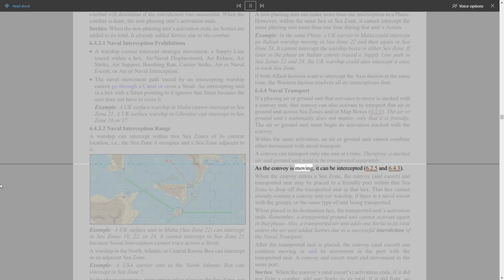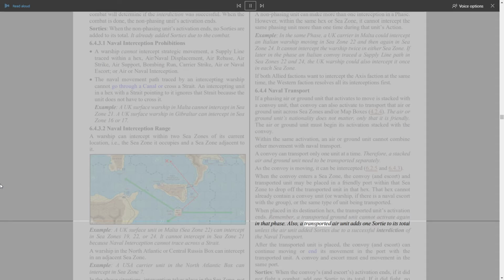As the convoy is moving, it can be intercepted as in 6.2.5 and 6.4.3. When the convoy enters a sea zone, the convoy and escort and transported unit may be placed in a friendly port within that sea zone to drop off the transported unit in that hex. That hex cannot already contain a convoy unit, or a warship if there is a naval escort with the group, or the same type of unit being transported. When placed in its destination hex, the transported unit's activation ends. Remember, a transported ground unit cannot activate again in that phase.